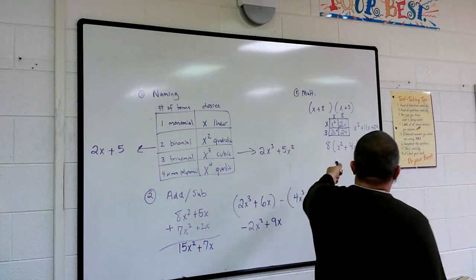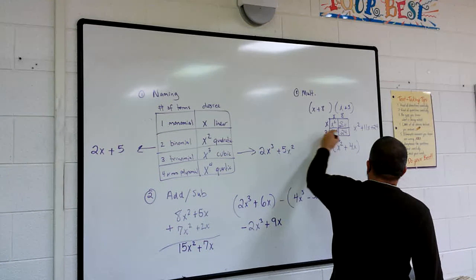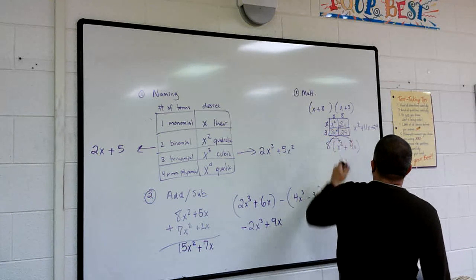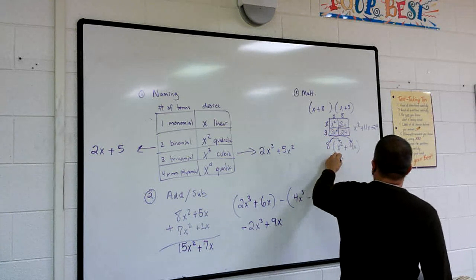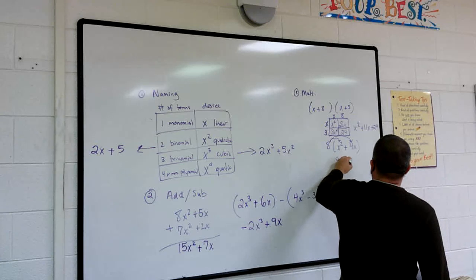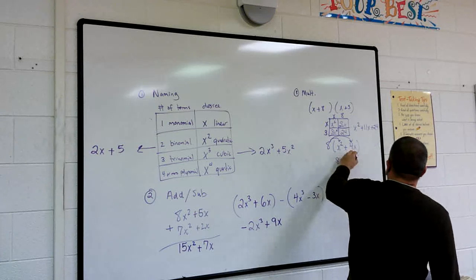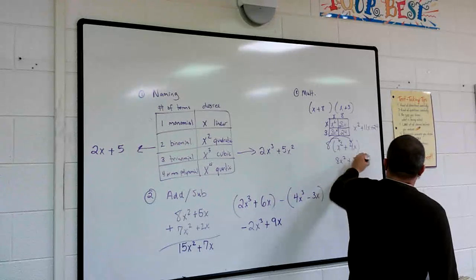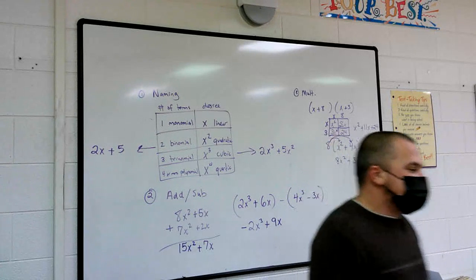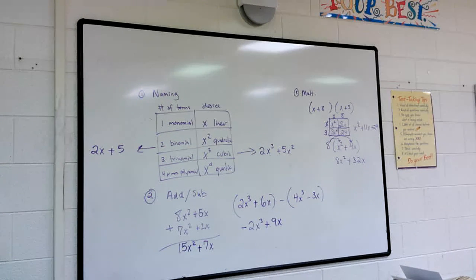If you have one like this, that's just distributing. So we just take the number on the outside and multiply in. 8 times x squared is 8x squared, plus 8 times 4x is 32x. So all you do is distribute. So you're either going to use the box method when you're multiplying, or you're going to distribute.